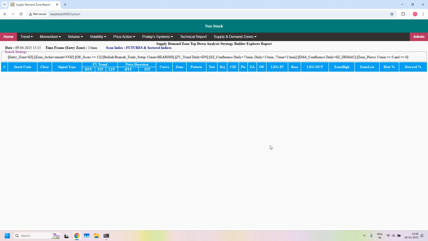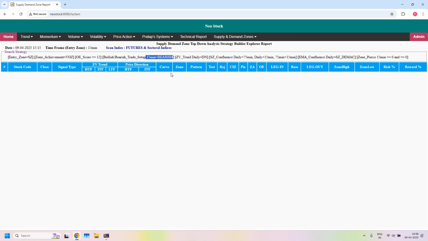Okay, this is the bearish trade setup for daily income trade. If you have any doubts, always look into the search strategy. Any mistakes we make, we can identify from the search strategy. Check: entry zone is supply zone. First of all, entry time frame is 15 minutes. Zone achievement VOZ, minimum order enhancer score 12. See, bullish or bearish trade setup at 15 minutes, we selected bearish. So 15 minutes should always be our entry time frame.